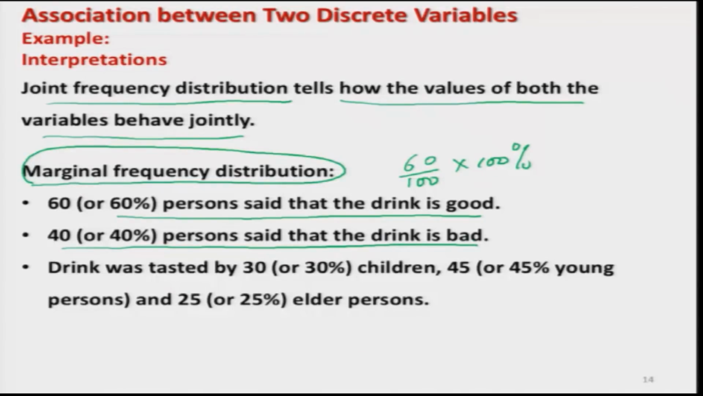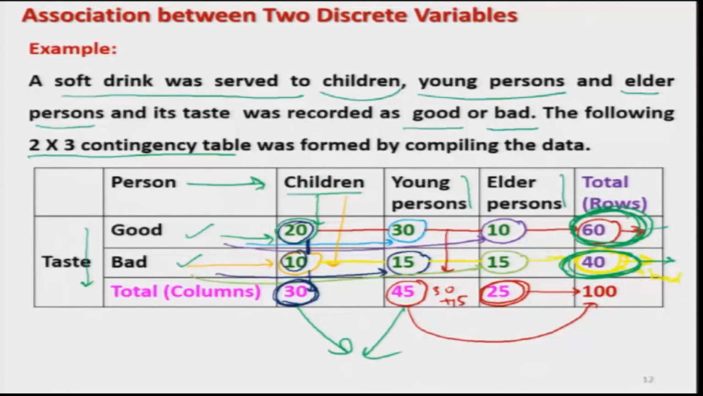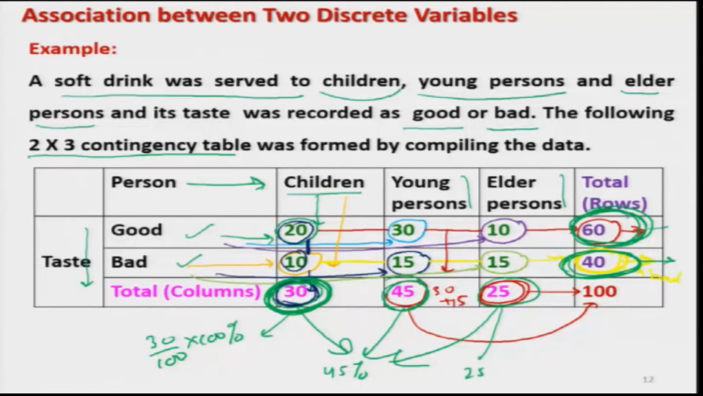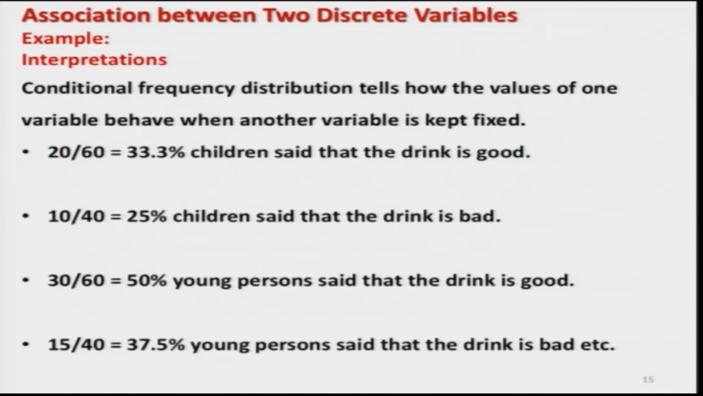And similarly, if I look at the values in the columns, here, here and here, then 30%, 45% and 25% in the sample are children, young persons and elder persons. So, you can see that there are 45% young persons and 25% elder persons in the sample.